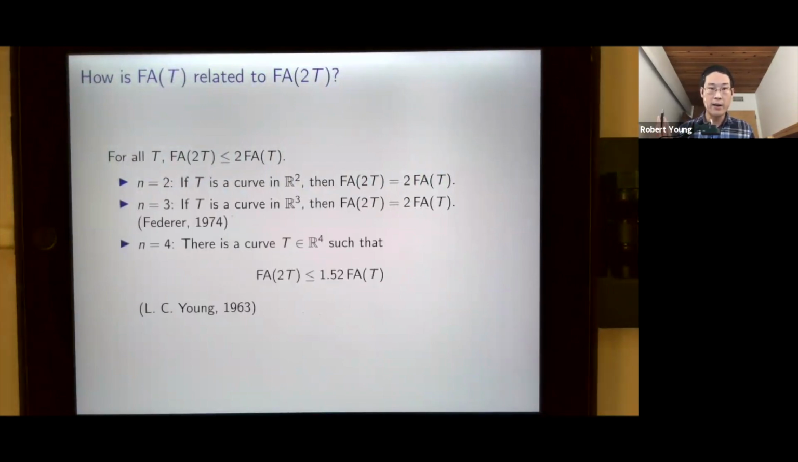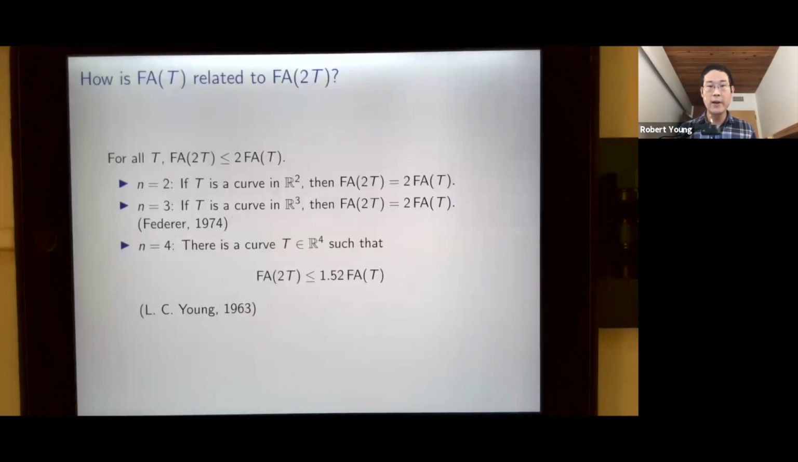Like I said in the introduction, there's a curve t in R4 where the filling area of 2t is only about 1.5 times the filling area of t. Elsie Young said that curves like this were sort of cheaper by the dozen. If you want to fill 2 copies of this curve, you get the second one for half price, for half the extra area.